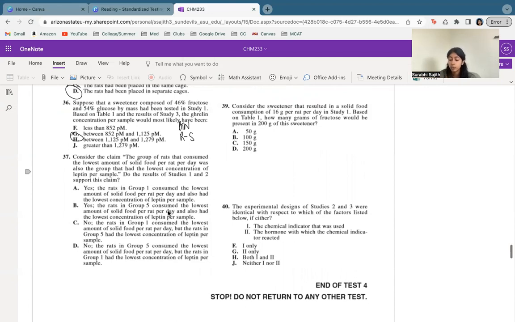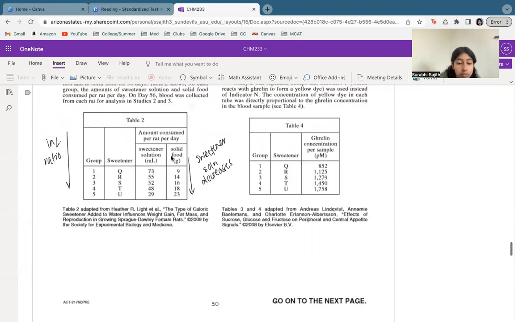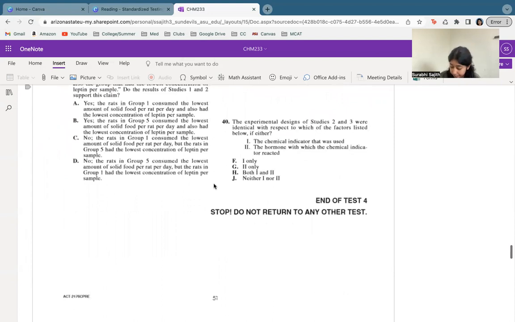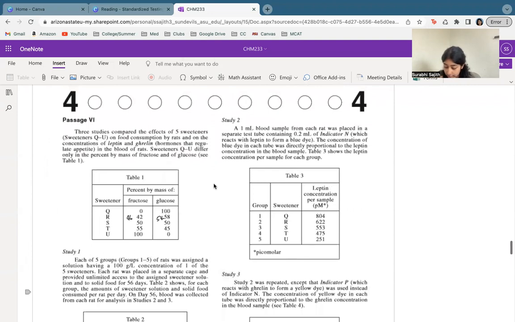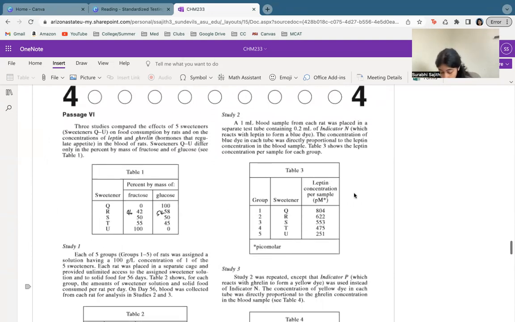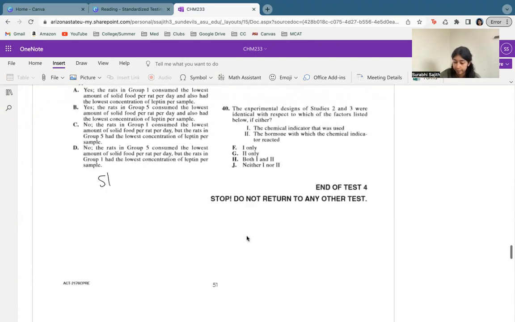So let's focus on study 1. We want the lowest amount of solid food per rat per day. The one that gives us the lowest amount of solid food would have been group 1, right? So I'm just going to take notes here. Study 1, group 1 was the lowest. But now let's go back to study 2. Which one had the lowest concentration of leptin? Study 5, right? Because this one's the lowest, and that's group 5. So if we look at study 2, it is group 5.